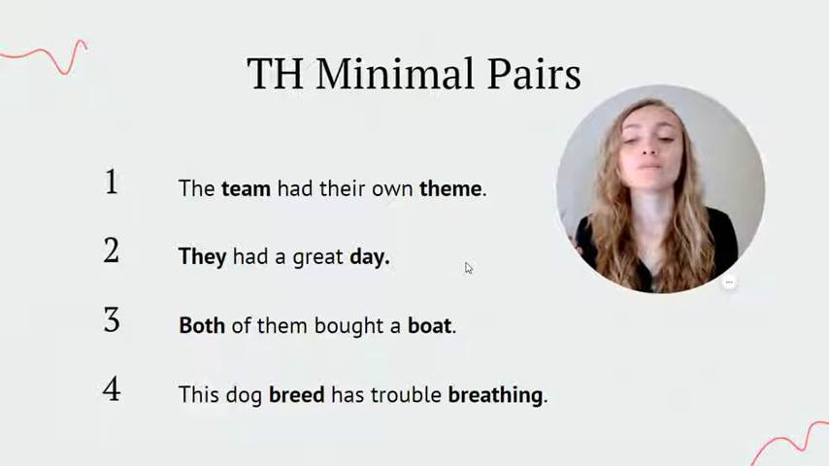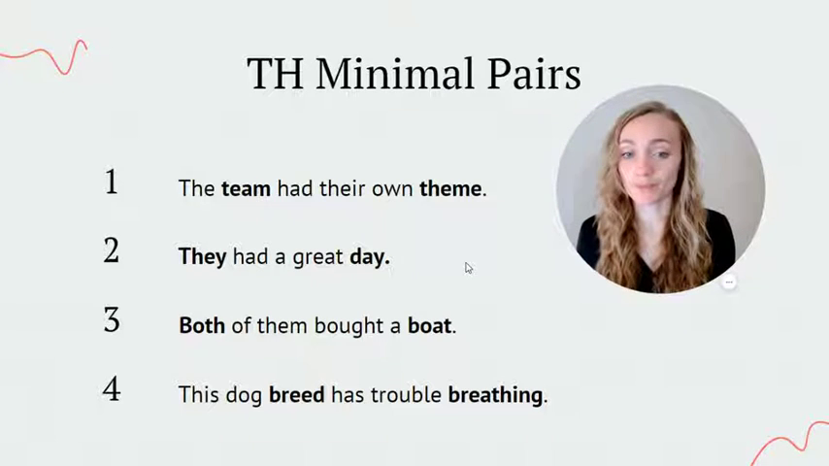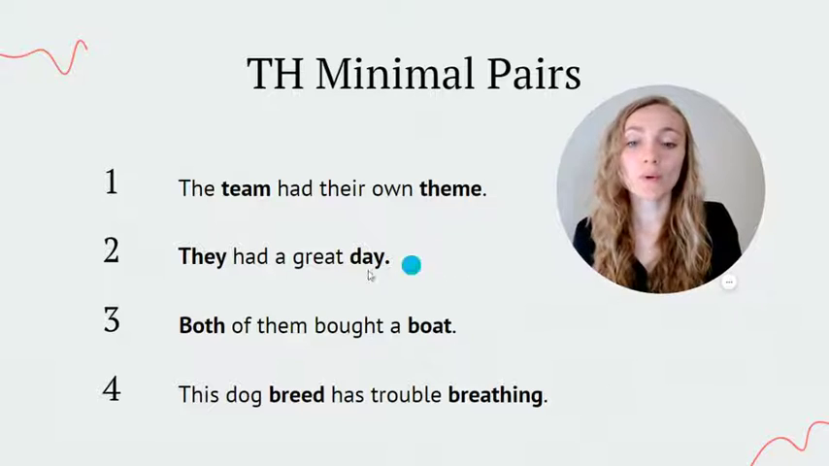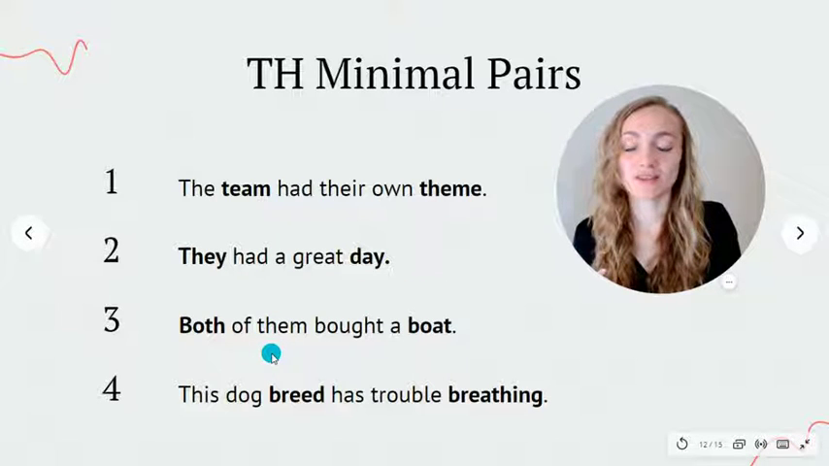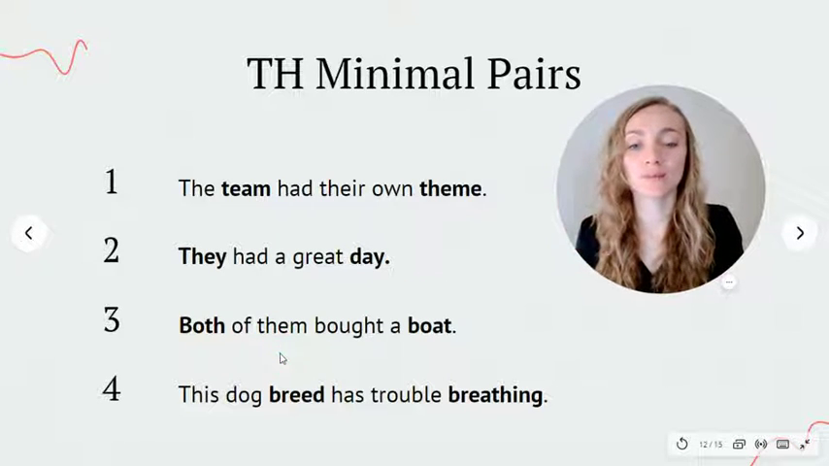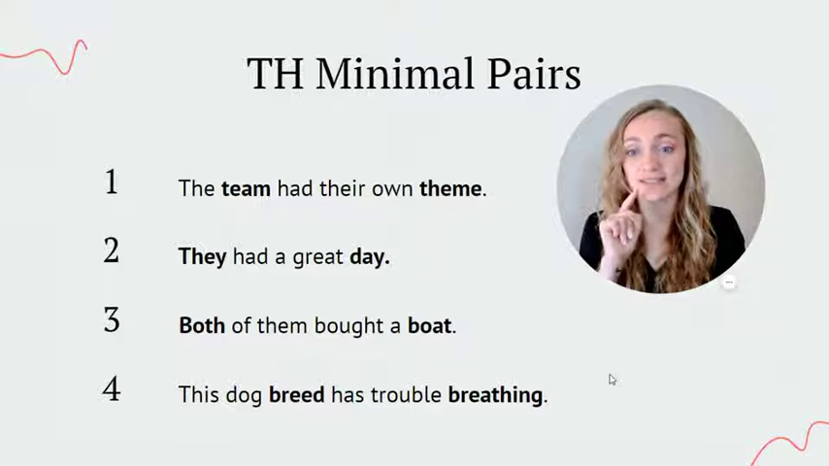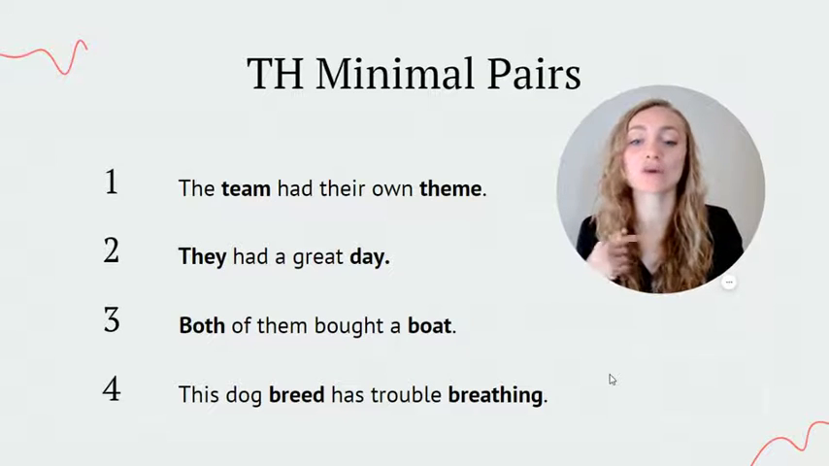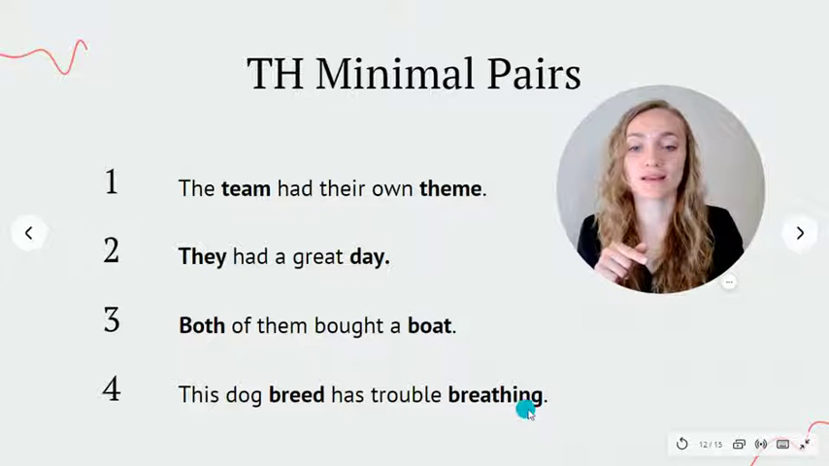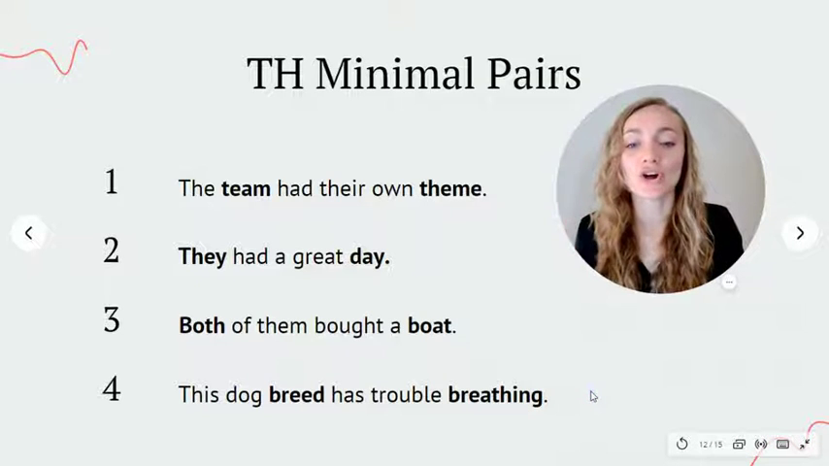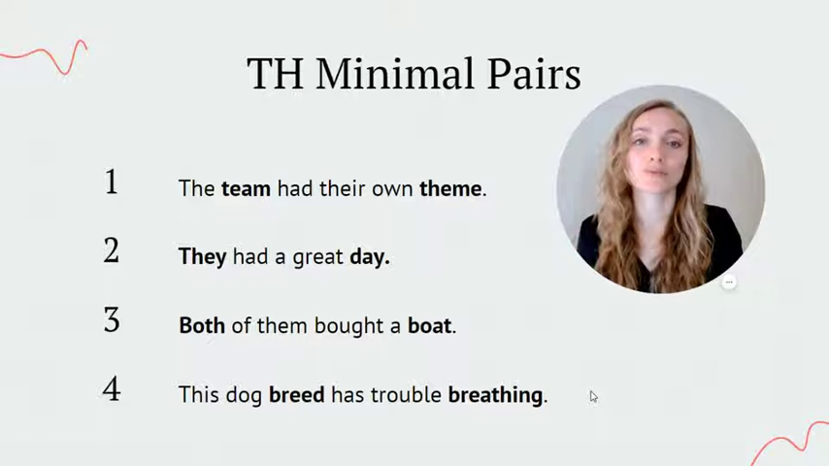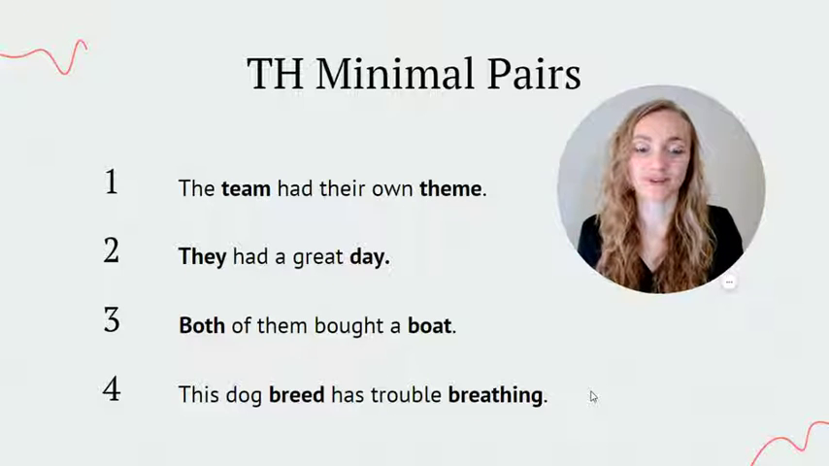Three, both of them bought a boat. Both of them, another TH in them, both of them bought a boat. Number four, this, with TH, tongue out, this dog breed has trouble breathing. TH in breathing. This dog breed has trouble breathing. All right, great job.